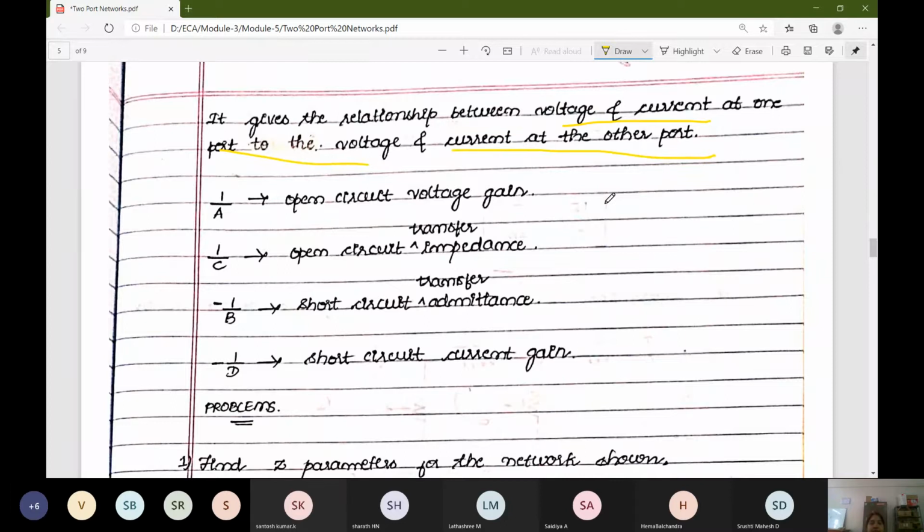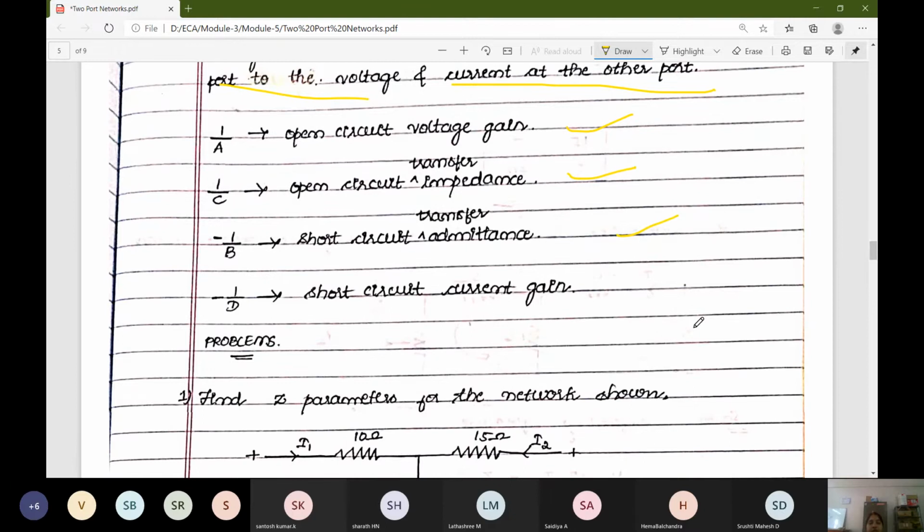So 1 by A is called open circuit voltage gain, 1 by C is open circuit transfer impedance, minus 1 by B is called short circuit transfer admittance, and 1 by D is short circuit current gain. Okay, so these are the parameters that are used. So all the 4 parameters we have done.